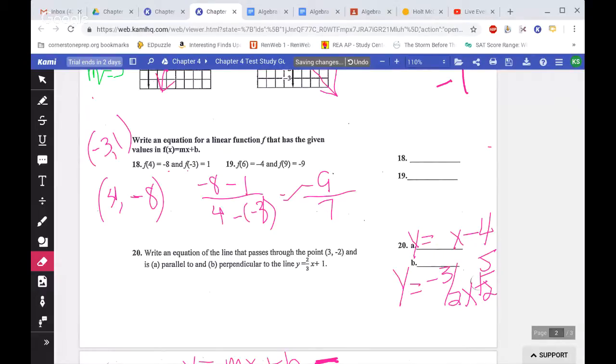Whoever has worked slope for number 18, did you all get -9/7 or 9/-7, one way or the other? Okay. So then you would plug that back in. You would use one of the points, which I would use -3 and 1, and then you would get your B.